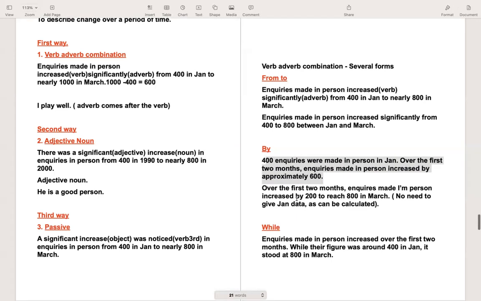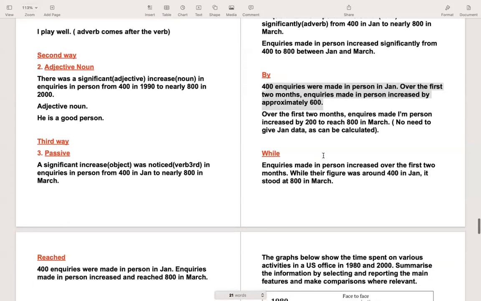Another one that I would write is the same one using while. Now, while is something that I do differently. Here, what do I do? I'll just write a sentence. Inquiries made in person increased over the first 2 months. I'll not give any data. I'll just write this. Then I'll give data with while.